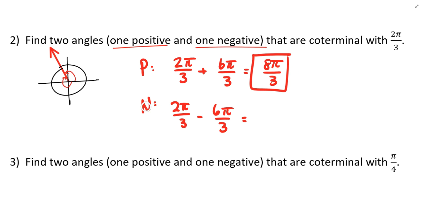Similarly, with the negative angle measure, if we subtract one rotation, or 6 pi over 3, that too will lead us to an object in the same position. This time the angle measure will be negative.